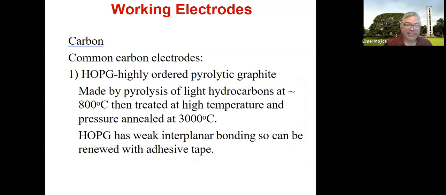And they found out that among the common carbon electrodes is the HOPG, highly ordered pyrolytic graphite. This is made by pyrolysis of light hydrocarbons at 800 degrees Celsius, then treated at high temperature and pressure, and annealed at 3000 degrees Celsius. They have weak interplanar bonding, so they can be renewed with adhesive tape.